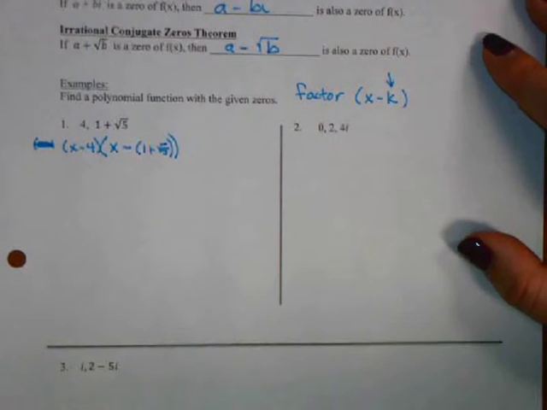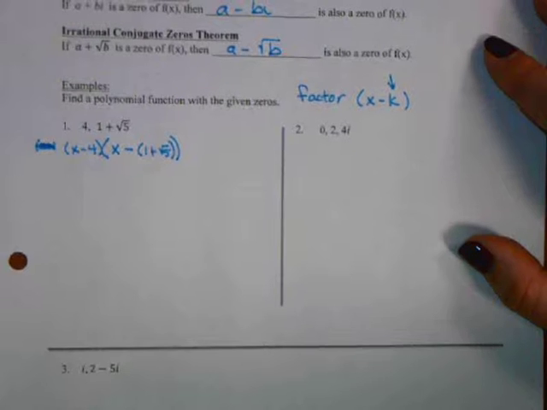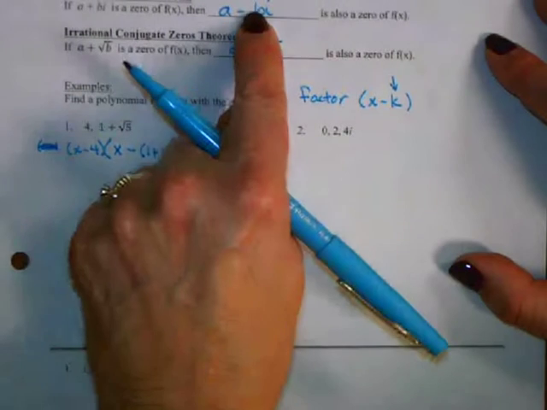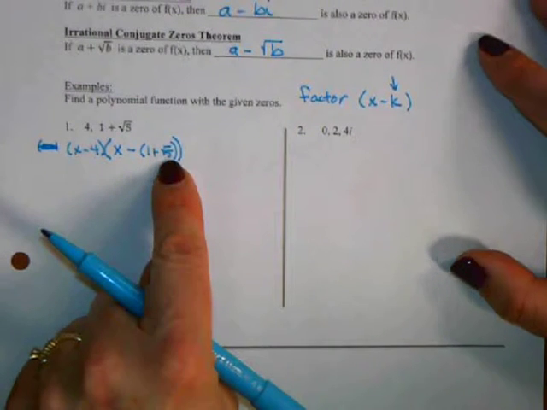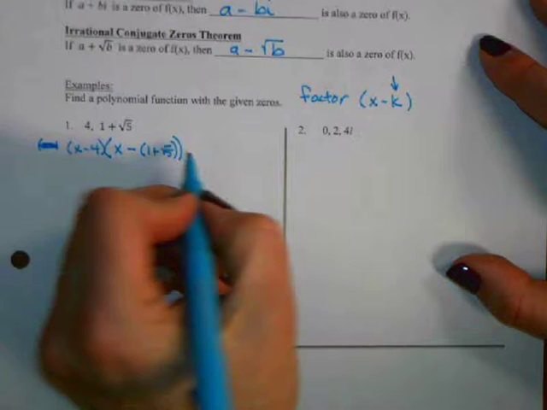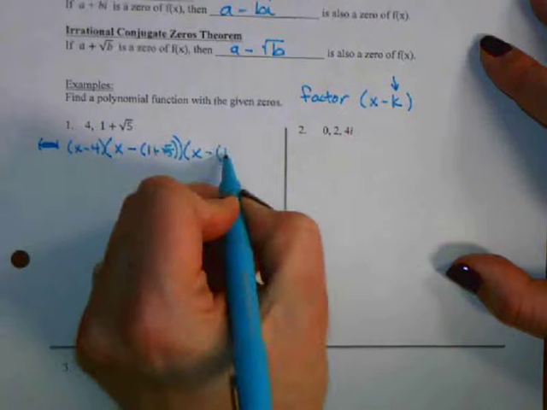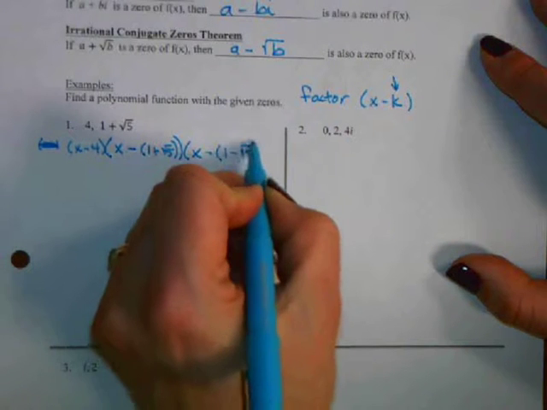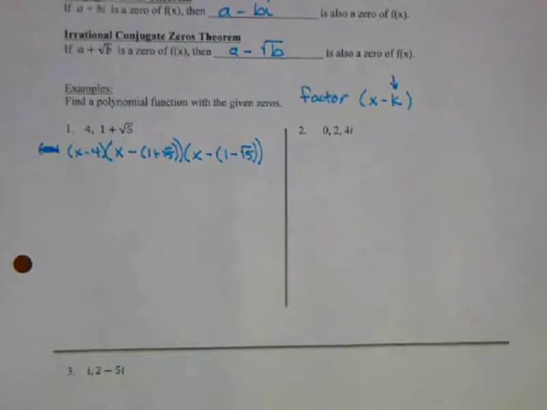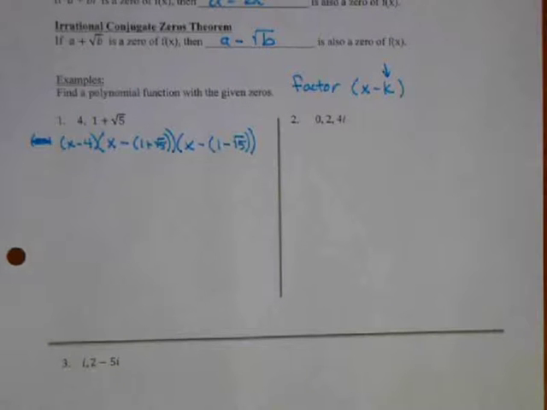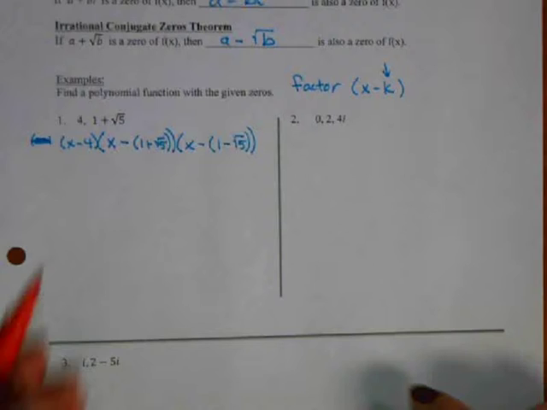So that's another factor. And then I also have to include the what? The conjugate of that. So you would then say, okay, I also have x minus, parenthesis, 1 minus the square root of 5. Close that and close that. Now I got to kind of make that pretty.